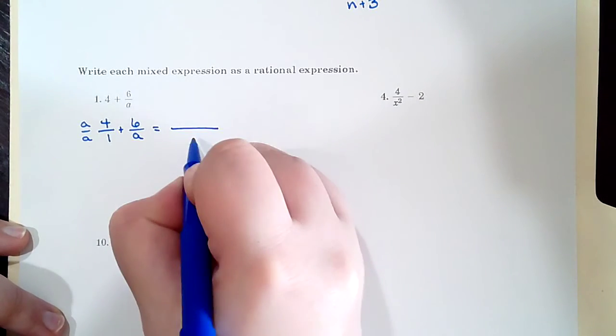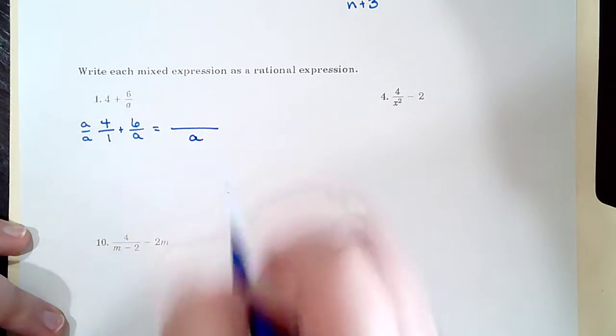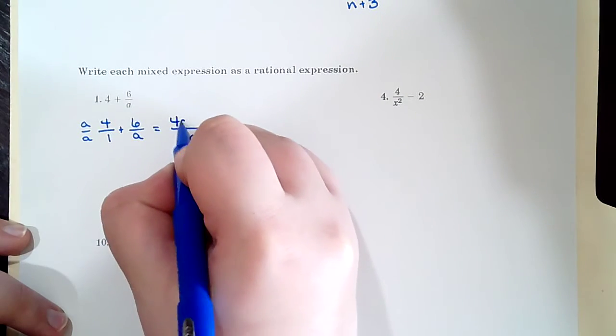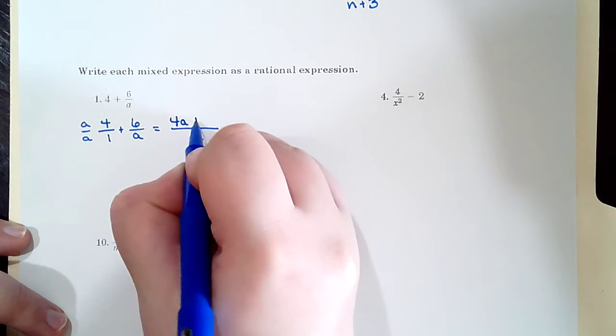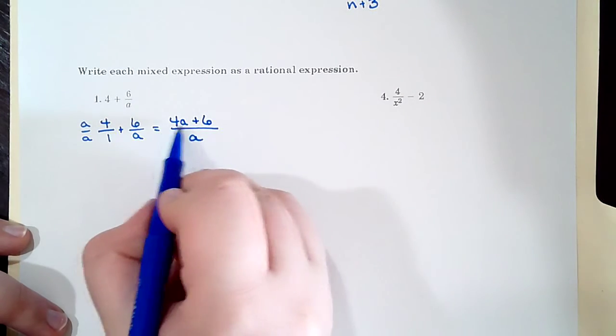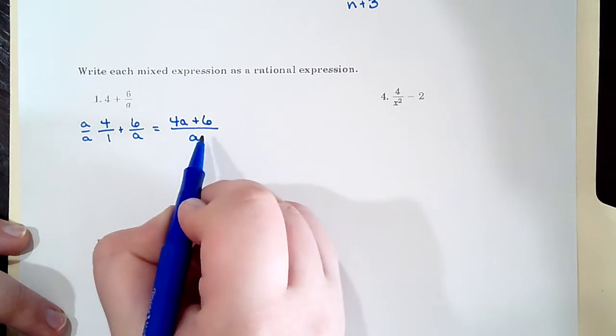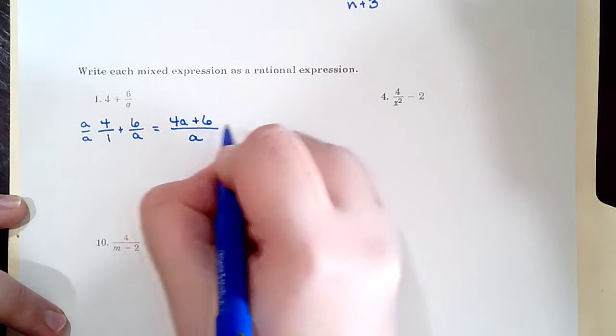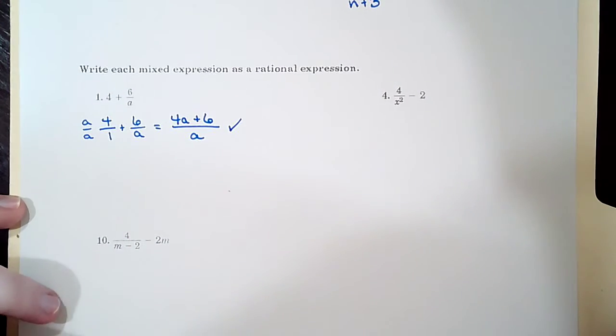When I do this, 1 times a is just a, and over here we have 4 times a on the left plus 6 on the right. I could simplify that to 2 times the quantity 2a plus 3, but because it won't help me simplify, I'm just going to go ahead and leave it like that.